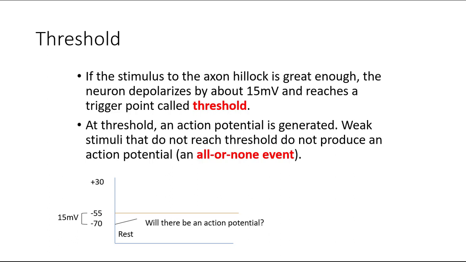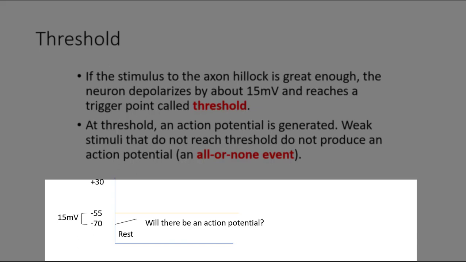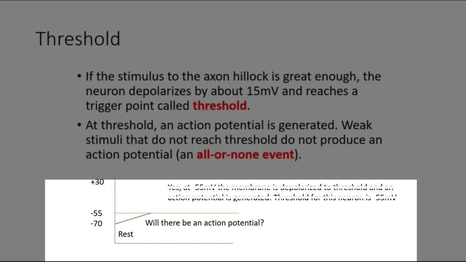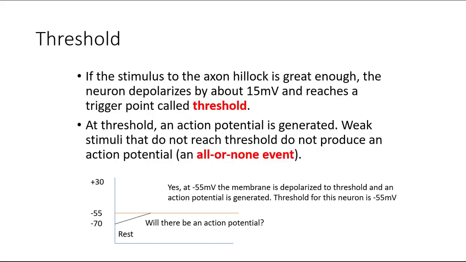So, will there be an action potential? No, this depolarization has not reached threshold. Now, will there be an action potential? Yes, at negative 55 millivolts, the membrane is depolarized to threshold and an action potential is generated. Threshold for this neuron is negative 55 millivolts.